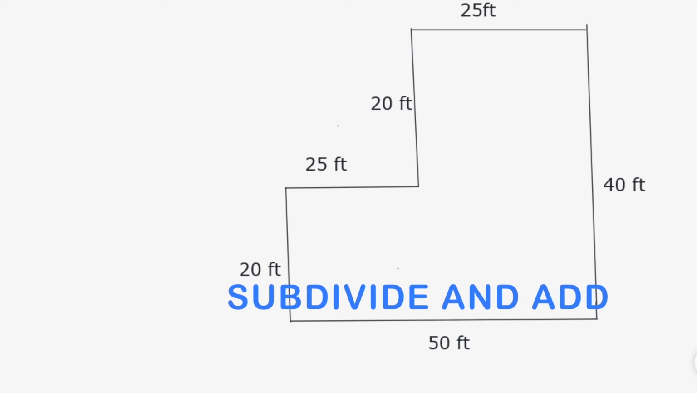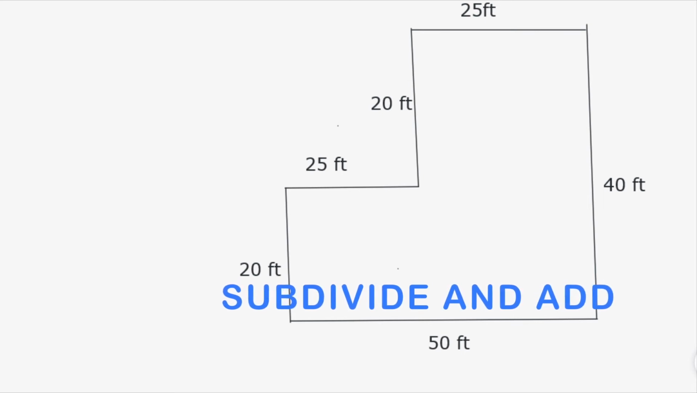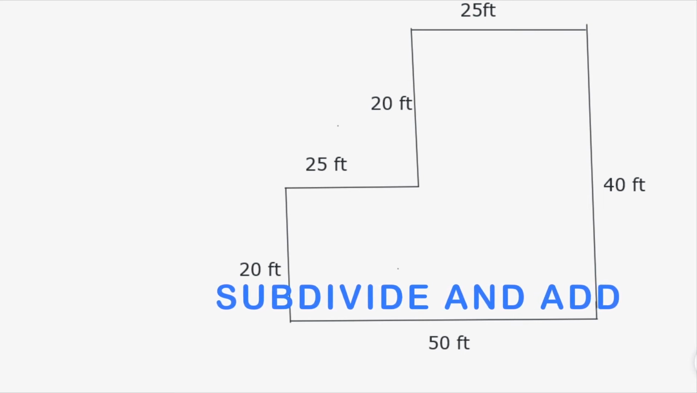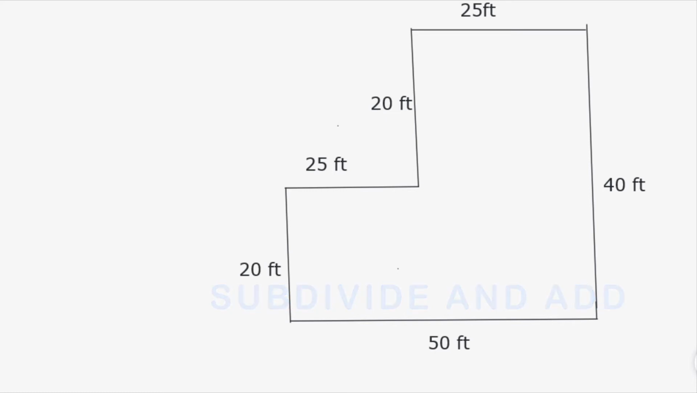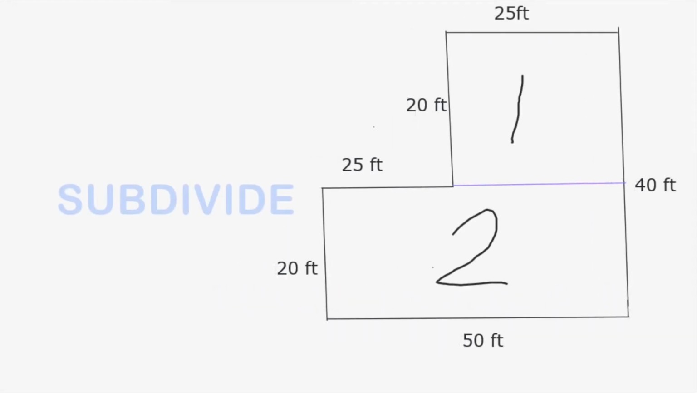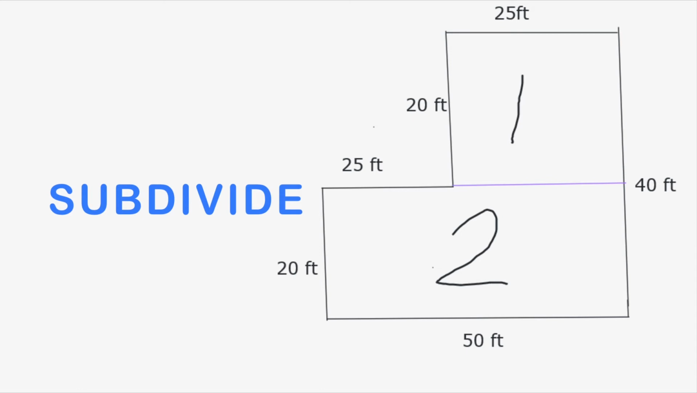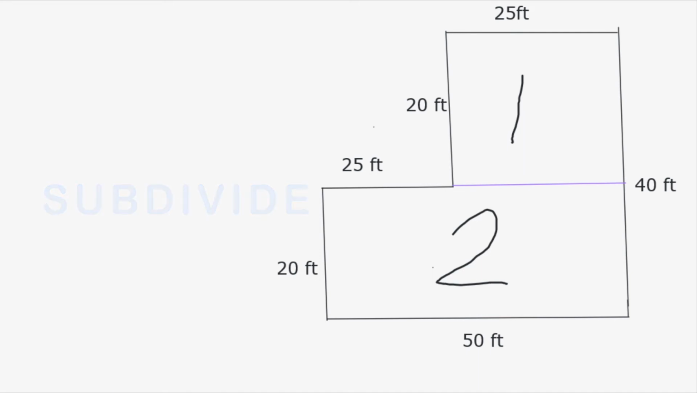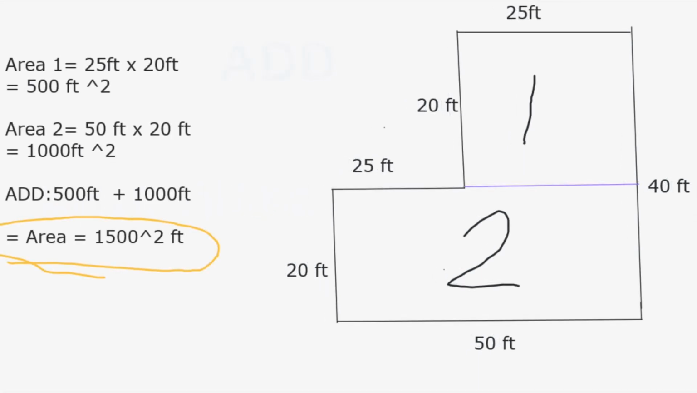In this example, you think to yourself, how do I find the area of this shape? It's not as hard as you think. So you will use the subdivide and add method. In this method, you divide the shape into more shapes. When you do that, you notice that in this example, they both make up rectangles, and to find the area of a rectangle, you use length times width.